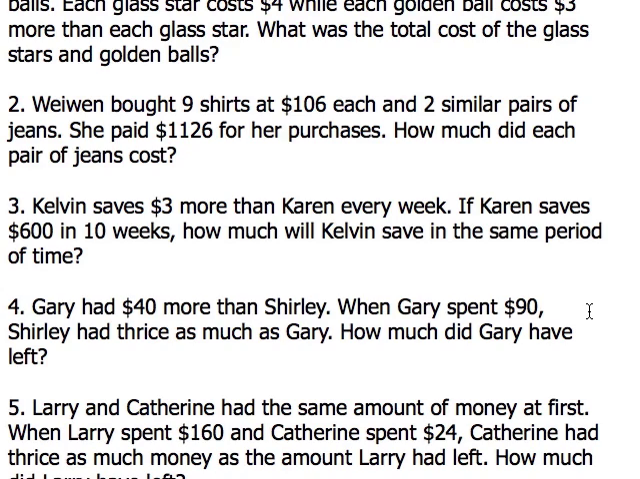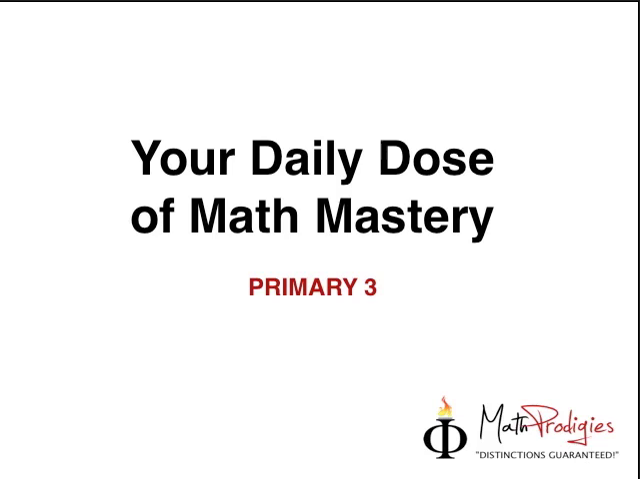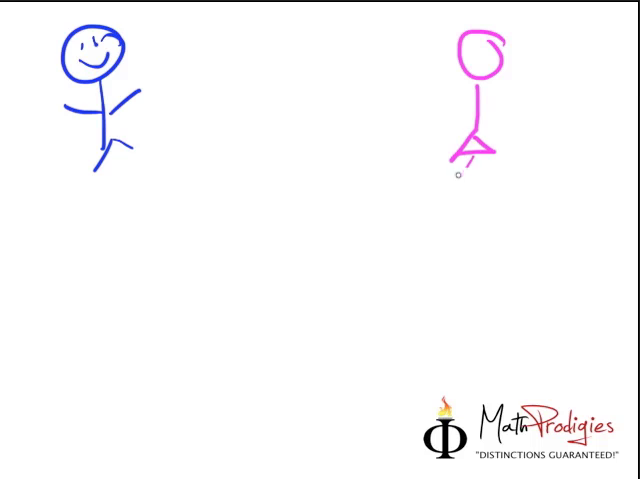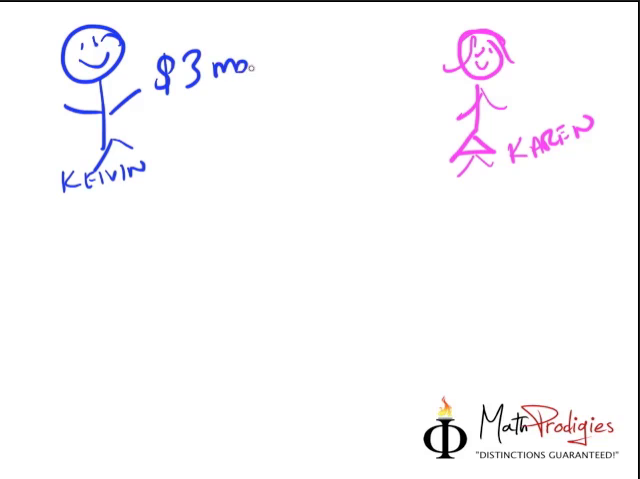This is pretty simple. Okay, let's imagine this for a while. So Kelvin, let's draw Kelvin over here. This is Kelvin. Kelvin saves $3 per week more, right? Yeah, $3 more. Hello, Kelvin. He's pretty happy. Woo! And then over here, we have Karen. Hello, Karen. I don't know why her eyes are like that, don't ask me. So this is Karen, and this is Kelvin. And Kelvin always saves $3 more. $3 more in a what? In a week. Okay?